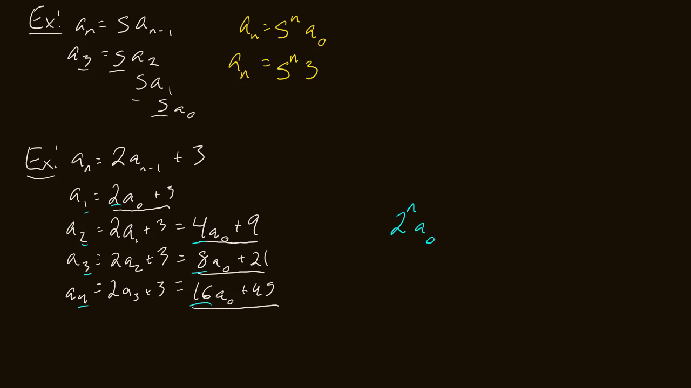Just look at our thing. If n is equal to 2, then we get 4a naught, which is exactly what we have right here. If n was equal to 3, we get 8a naught, which is exactly what we have right here. So I'm claiming right now that this is 2 to the n, and hopefully you would believe me on that.